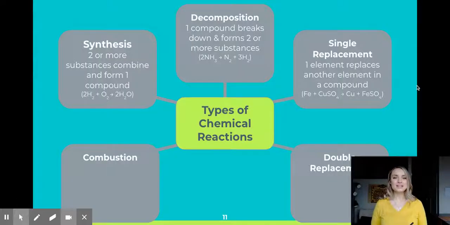So there you have it. A single replacement reaction is when one element replaces another element in a compound. Now let's take a look at double replacement.